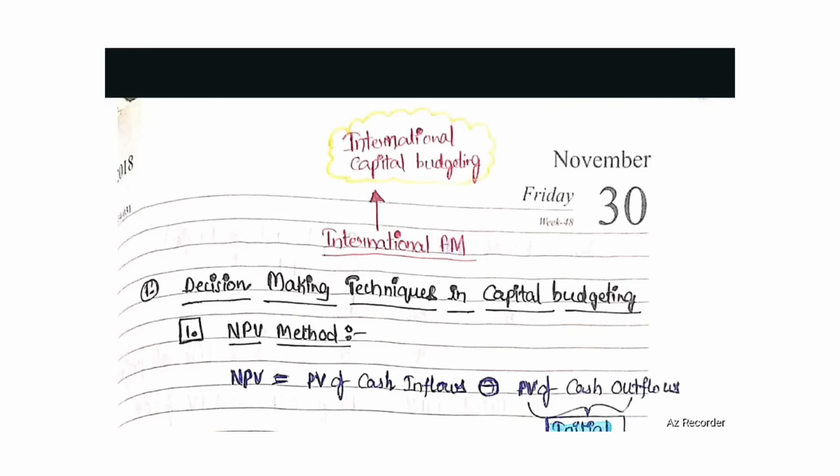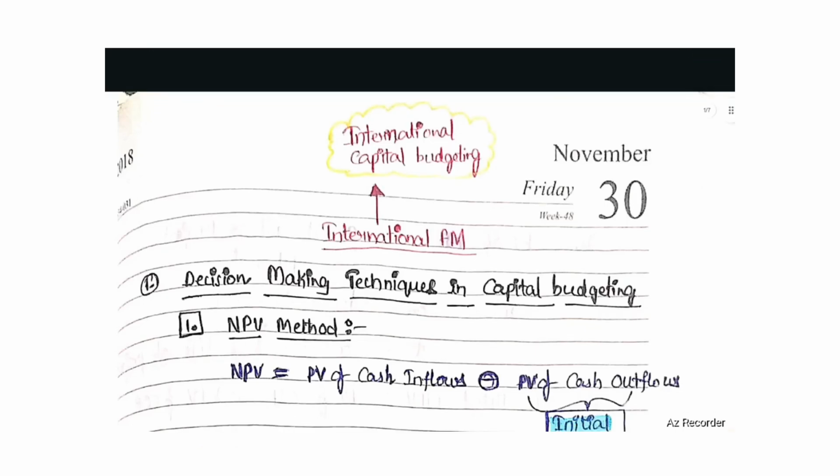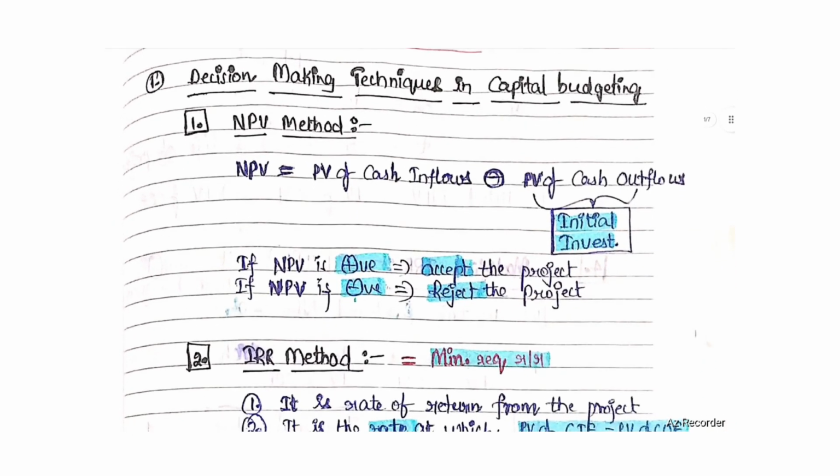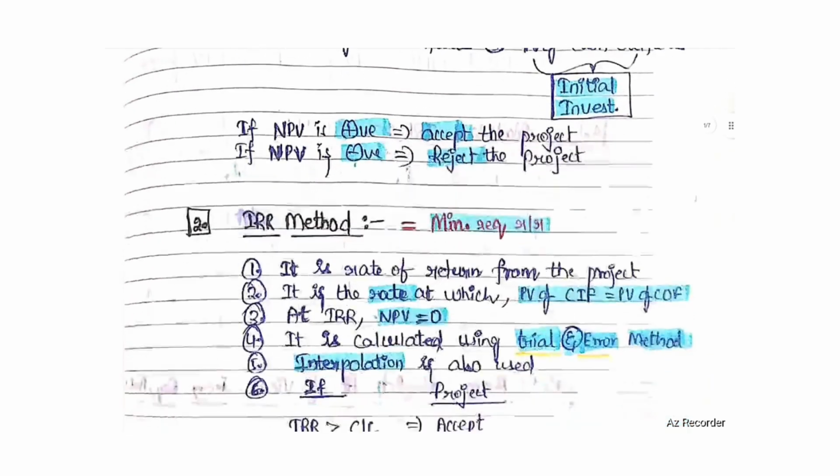International Financial Management. It is nothing but international capital budgeting. Decision-making techniques in capital budgeting. First one, NPV method. NPV equals present value of cash inflows minus present value of cash outflows. Present value of cash outflows means initial investment. If NPV is positive, accept the project. If NPV is negative, reject the project.